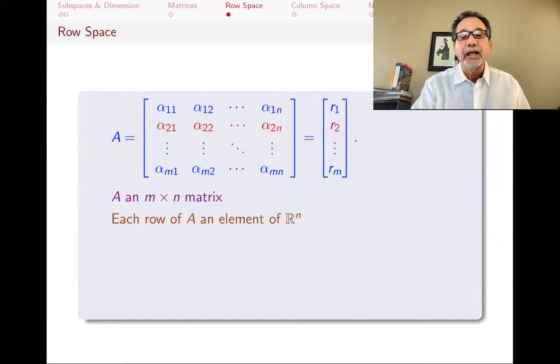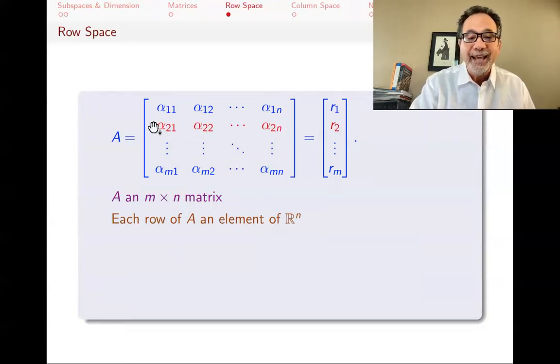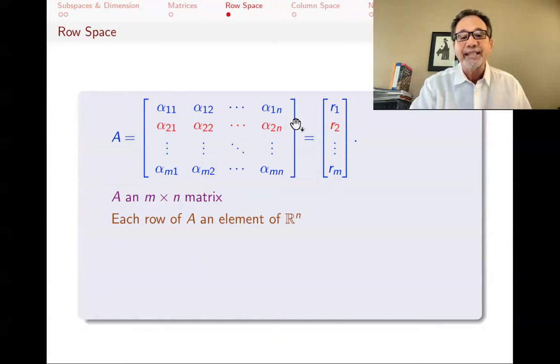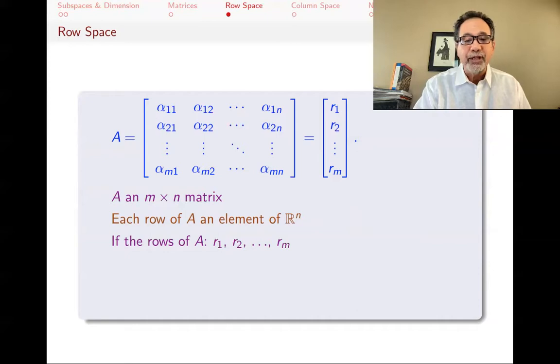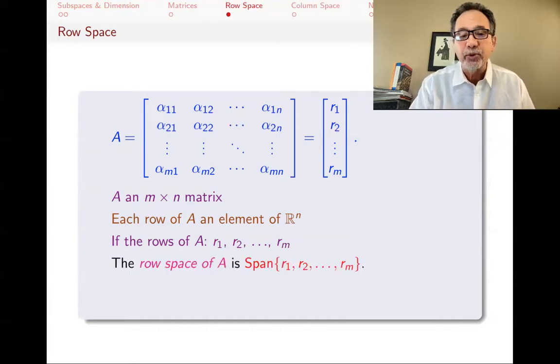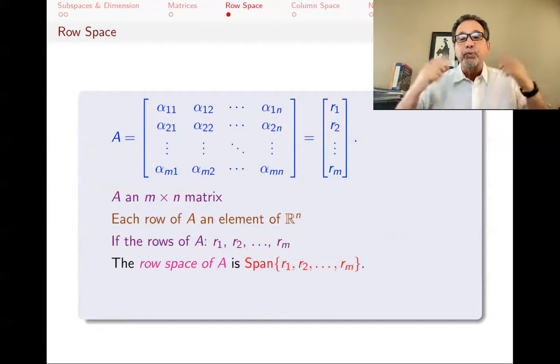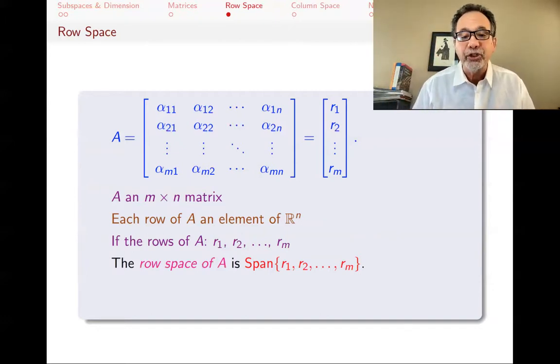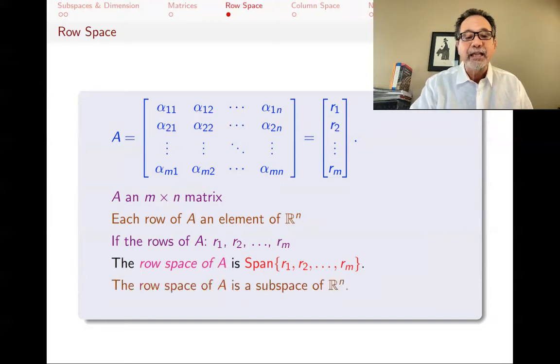So for example, if you look at the second row, alpha 21, alpha 22 to alpha 2n, if you just focus on that, you get an element of Rn. And all the rows, we're calling R1 through Rm. Again, there's m of them. And the row space of A is the span of those. So you take the rows and you see what they span. What are all their linear combinations? That will be a subspace of Rn. There's m of them, but they generate a subspace of Rn because every one of them is in Rn. And that's called the row space.